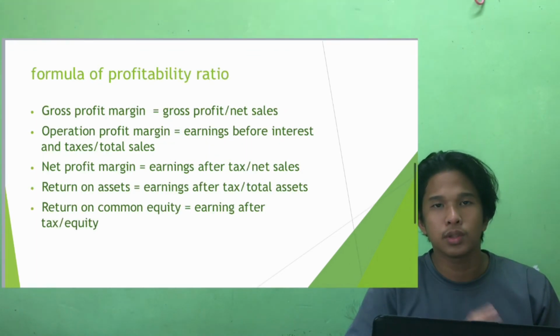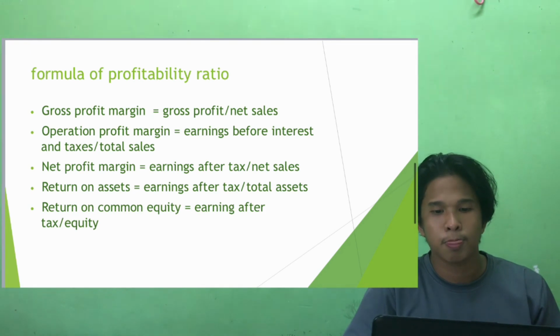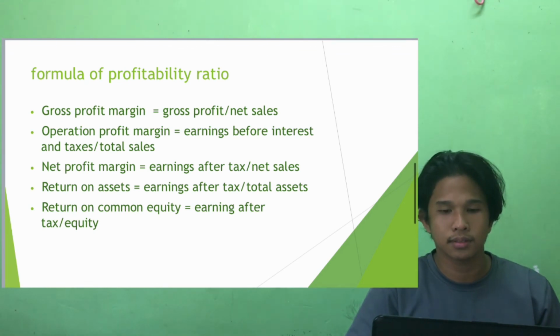There are 5 formulas of profitability ratio. First, gross profit margin: gross profit divided by net sales. Next, operating profit margin: earnings before interest and taxes divided by total sales. Net profit margin: earnings after tax divided by net sales. Return on assets: earnings after tax divided by total assets. And lastly, return on common equity: earnings after tax divided by equity.